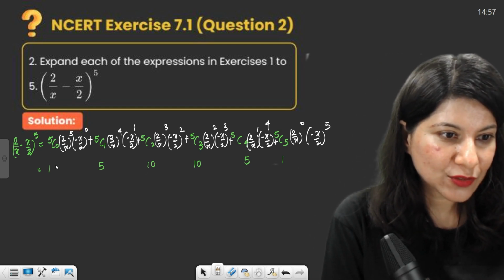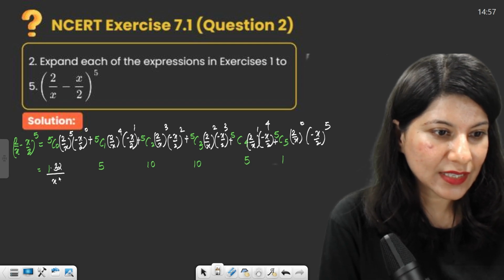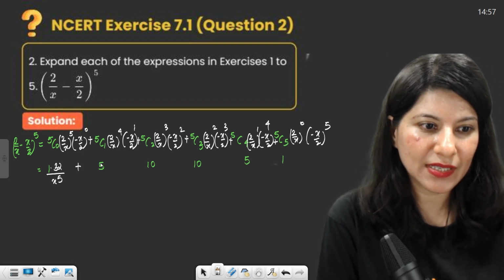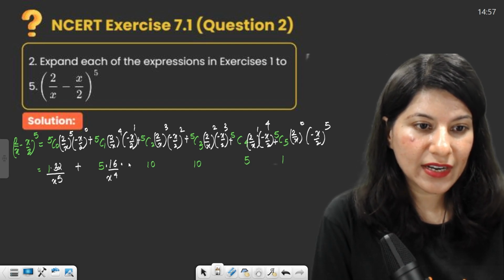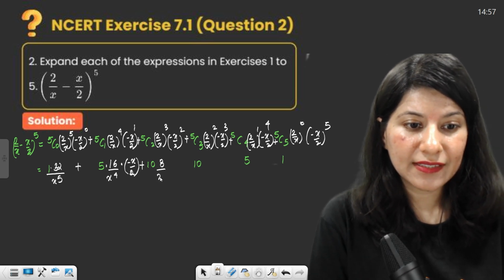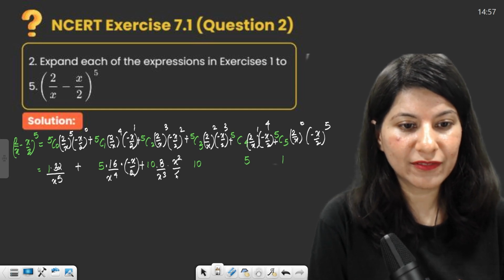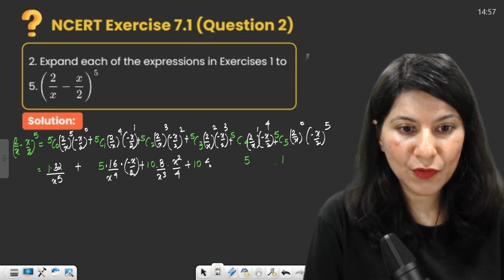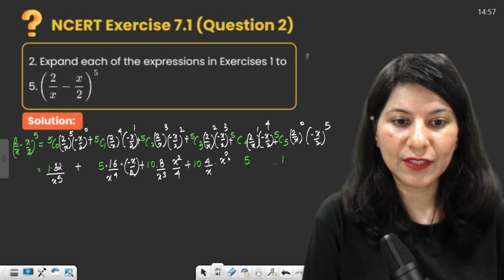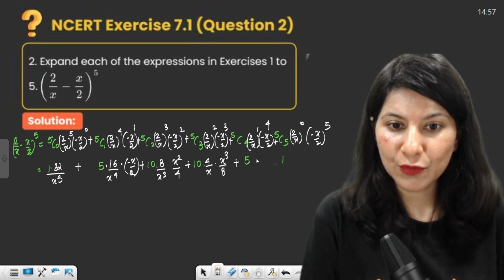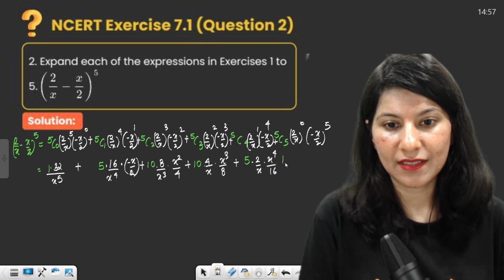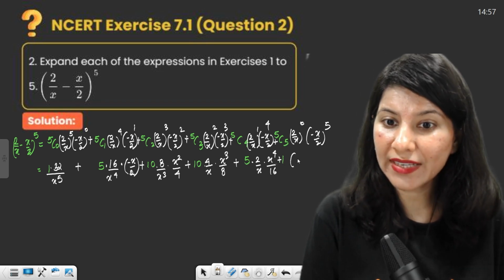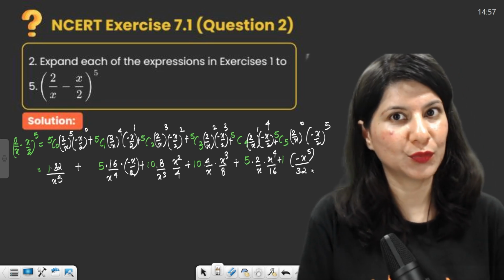So 32 by x raised to power 5, minus x raised to power 5... plus 5, then we are having 16 by x raised to power 4, then minus x by 2 plus 8 by x cube and we are having x square by 4, correct? 5c3, so 4 by x, correct? x cube by 8 plus 2 by x and x raised to power 4 by 16 plus minus x raised to power 5 by 32, correct?